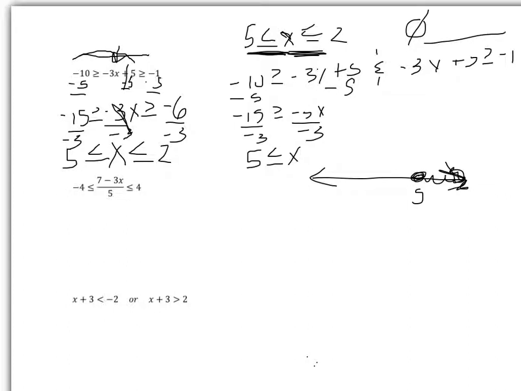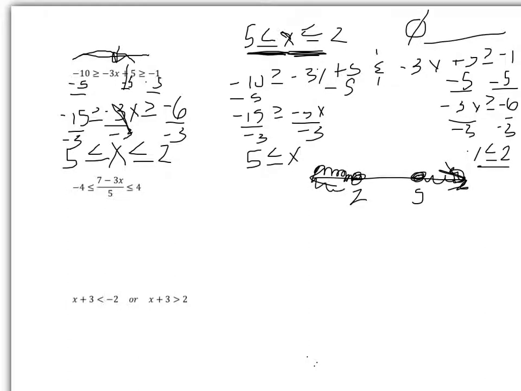Now, looking at this piece right here, we also subtract 5. This gives us negative 3x is greater than or equal to negative 6. Divide by our negative 3, we get x is less than or equal to 2. Now, just graphing this piece, we'd have 2, and we're doing it down there. Okay? So, and this is an and problem.